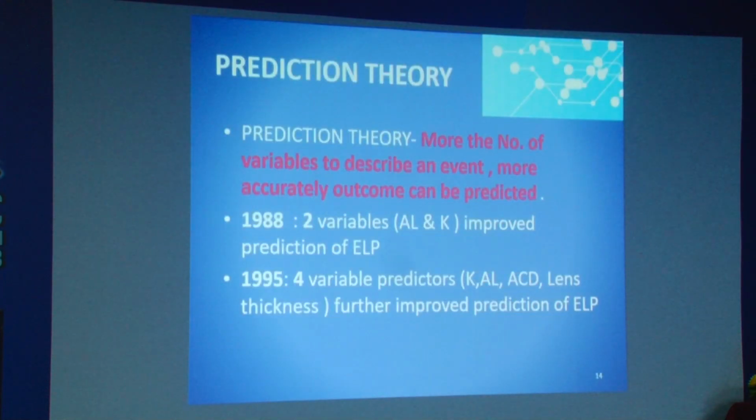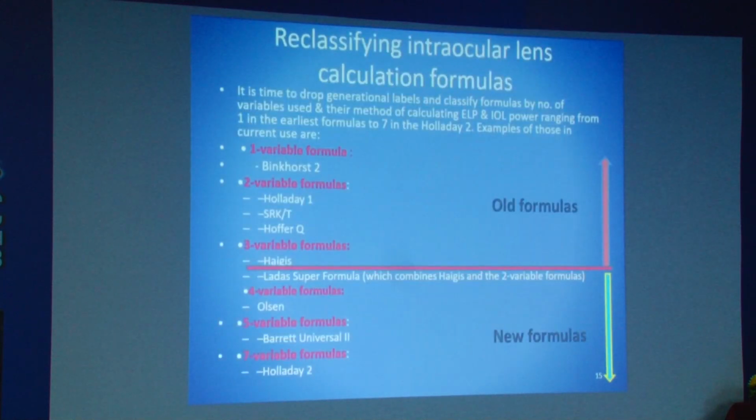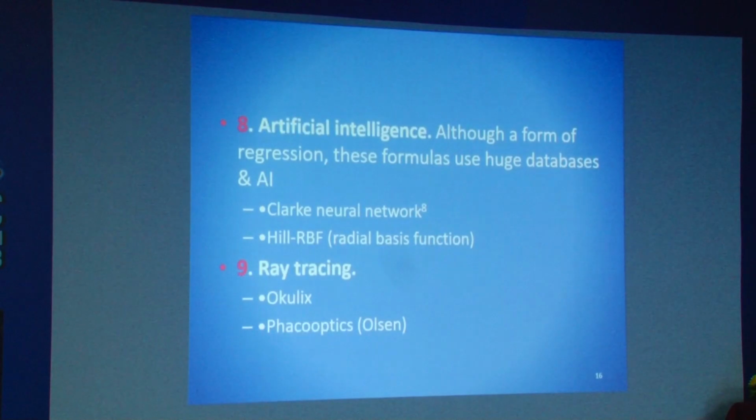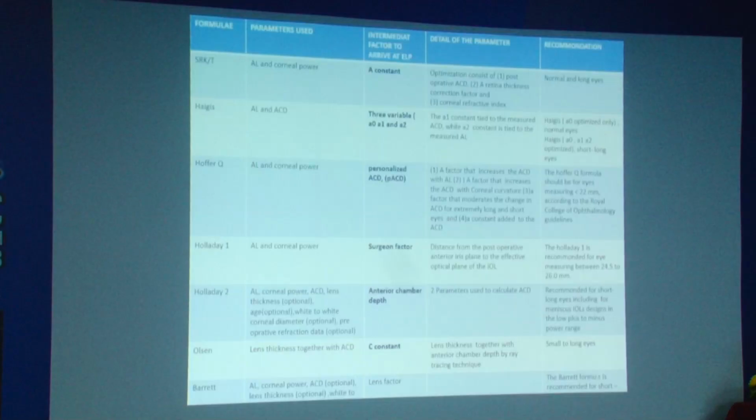Prediction theory says the more variables there are to describe an event, the more accurately the outcome can be predicted. So we have jumped from 2 parameters of axial length and keratometry in 1988 to 4 parameters in Olsen, 5 in Barrett Universal 2, and Holladay 2 has 7 parameters. Artificial intelligence is used in Hill RBF, and ray tracing in Oculus and Phaco Optics.